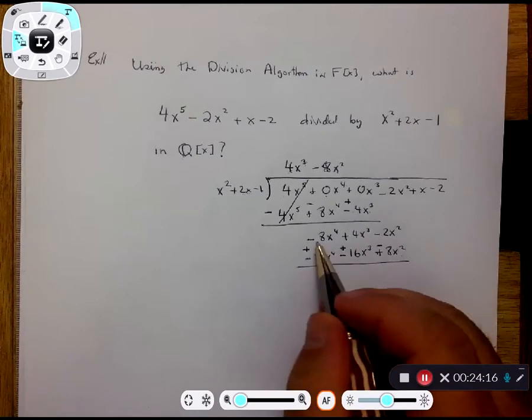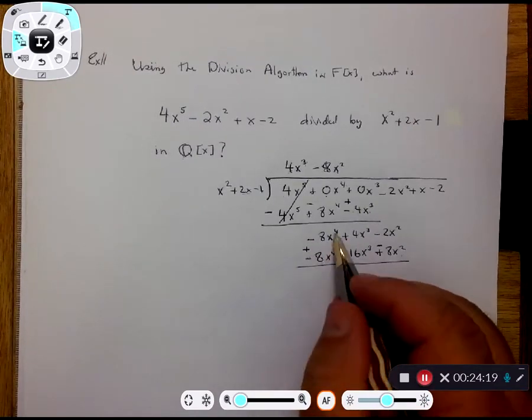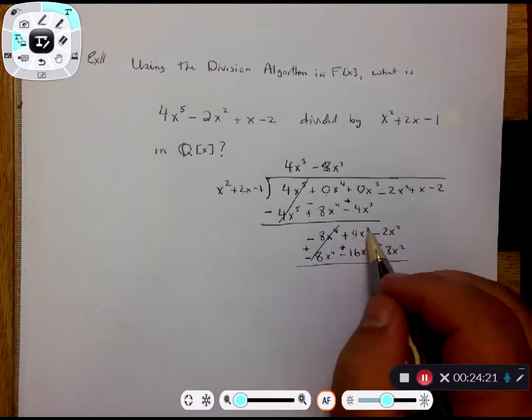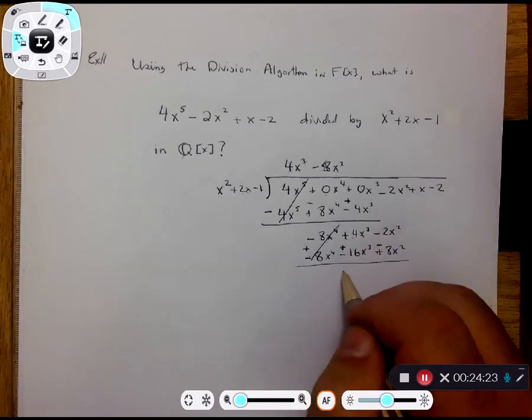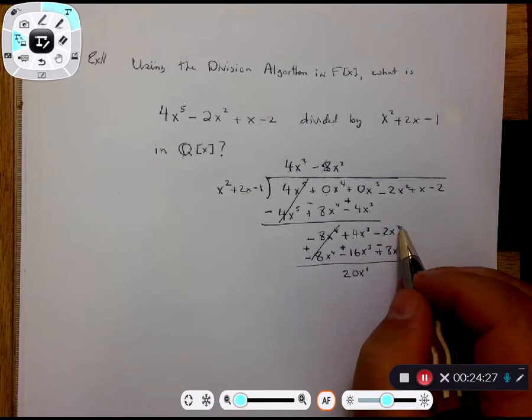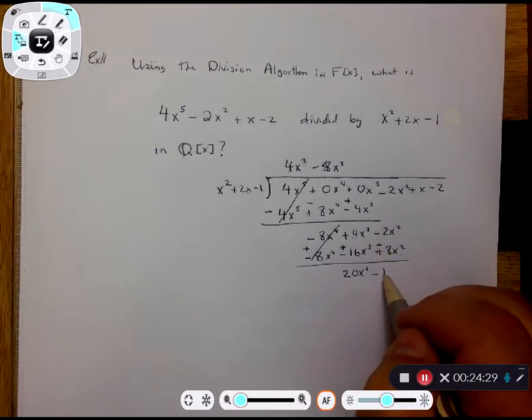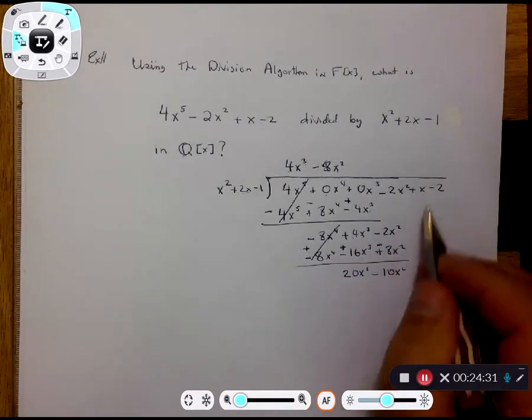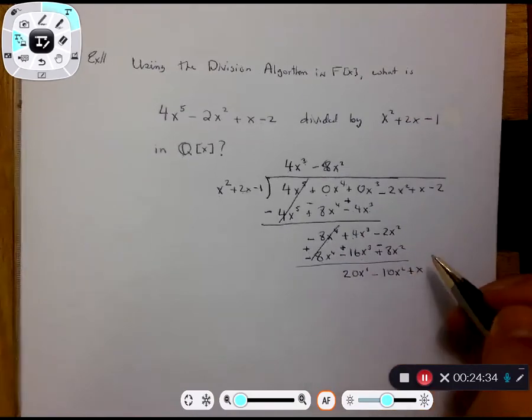This becomes a plus, this becomes a plus, and this one becomes a minus when you change your signs. And the first term should cancel. Negative 8x to the 4th plus 8x to the 4th cancels. 4x cubed plus 16x cubed is 20x cubed. Minus 2x squared minus 8x squared is minus 10x squared. I bring down my next victim, plus x.